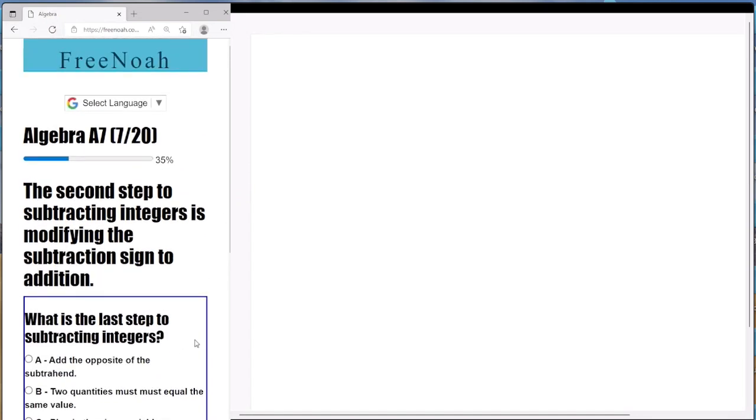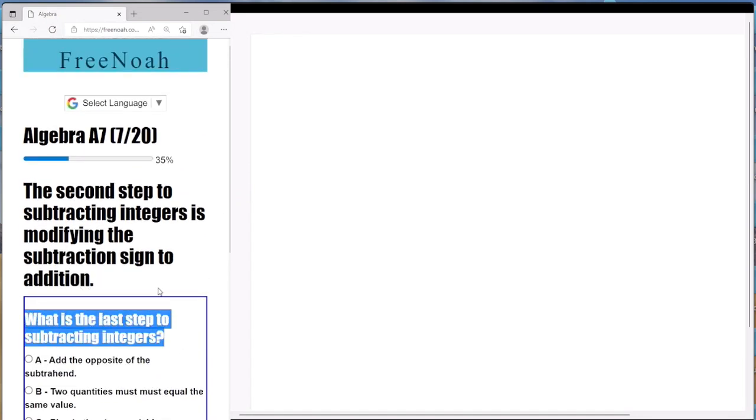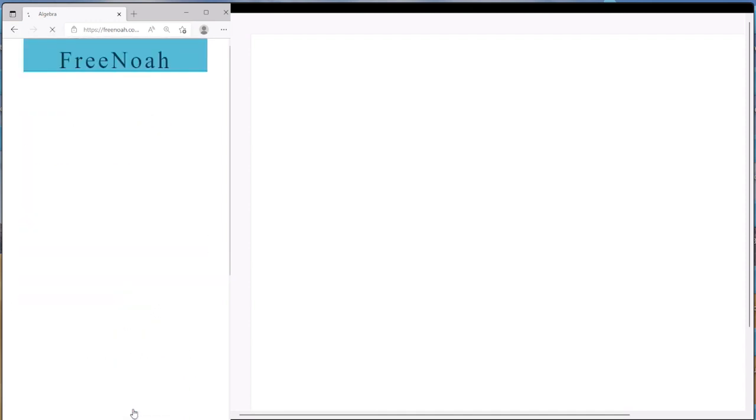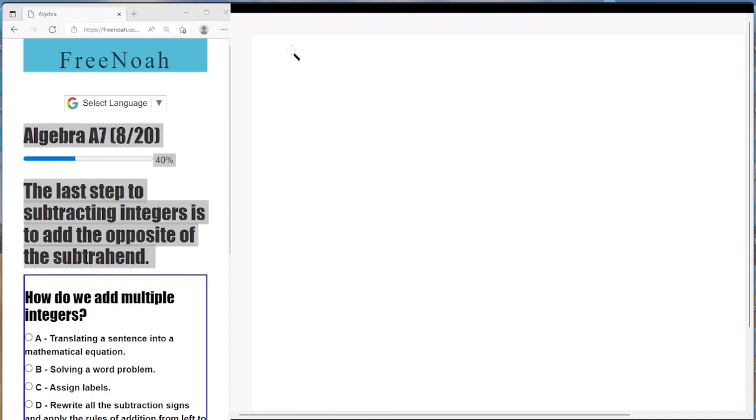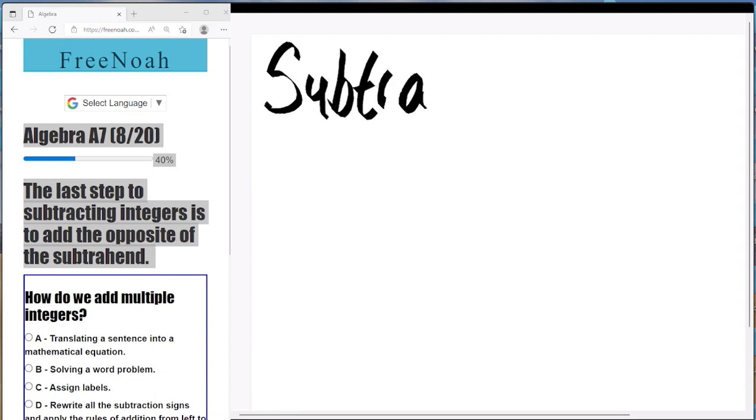What is the last step to subtracting integers? So we're basically teaching you how to regroup and rewrite addition and subtraction here at this point. We're not going to always work with positive numbers. Sometimes we're going to have a mixture of positive and negative numbers, and we need to know how to multiply, divide, subtract, and add these integers here.